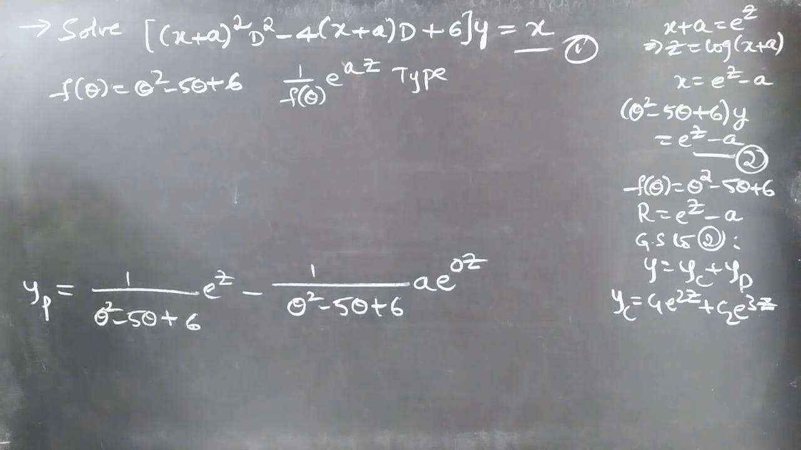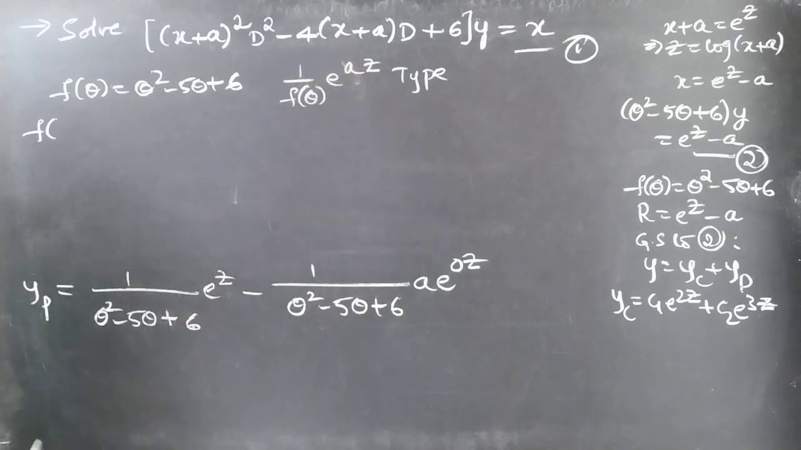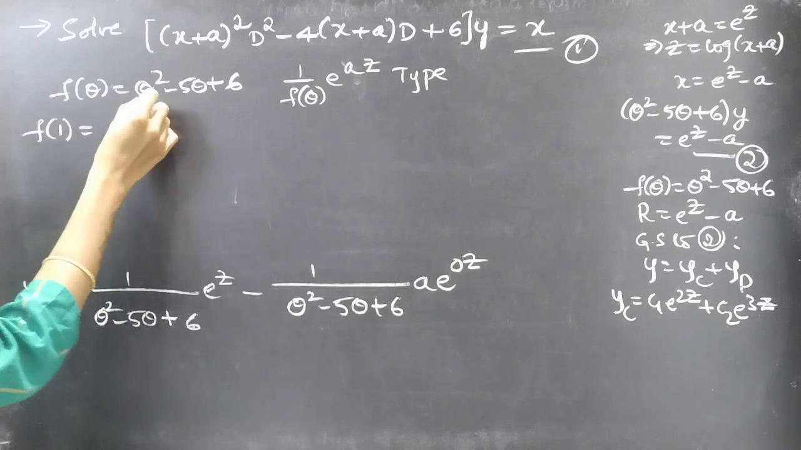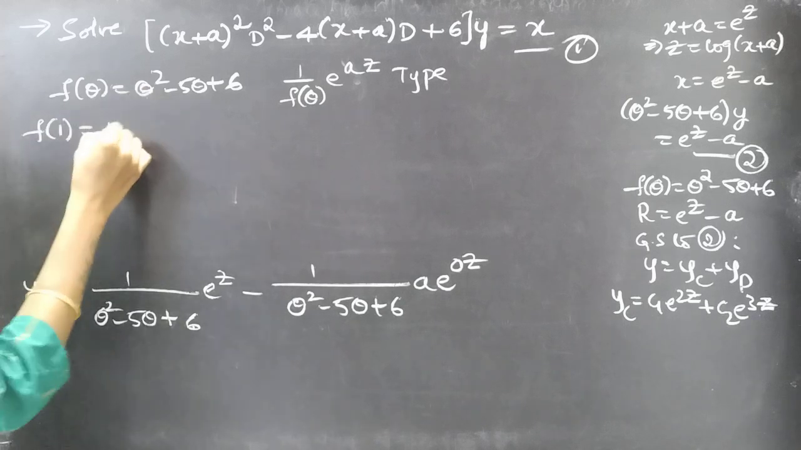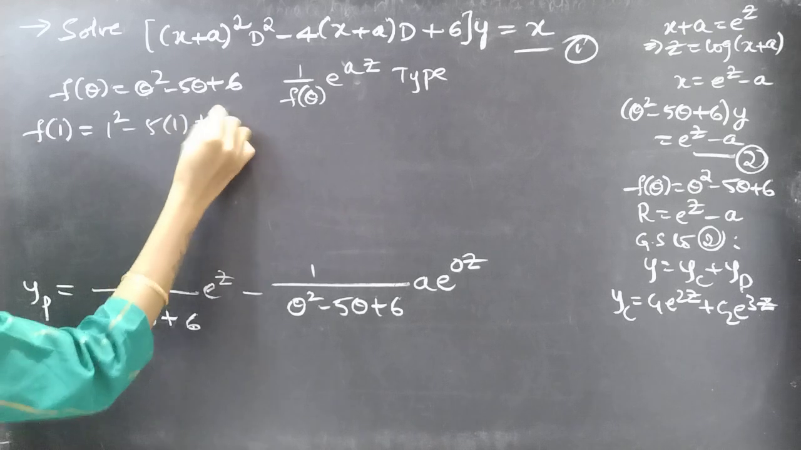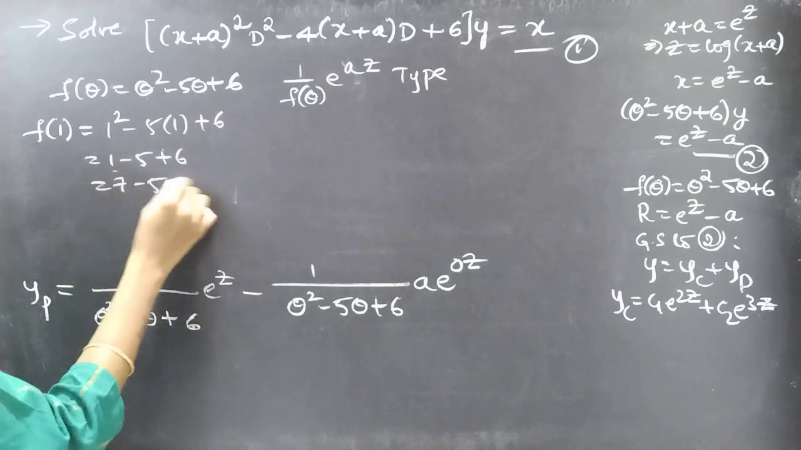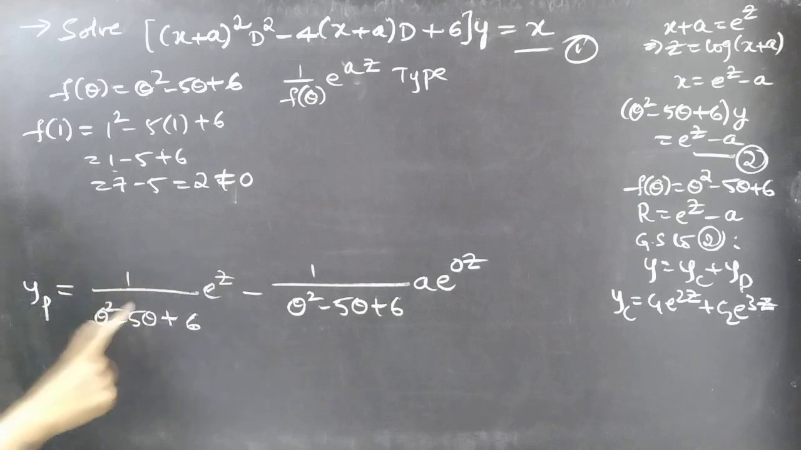Okay, now we'll find f of a. Just compare e power az with e power z. Then for a equal to 1, we'll find f of 1. Just replace theta by 1 in f of theta, then you'll get f of 1 equal to 1 squared minus 5 into 1 plus 6, which gives us 1 minus 5 plus 6. 1 plus 6 is 7, minus 5 is 2, non-zero. Since f of 1 is non-zero, you can replace theta by 1 in the first term.